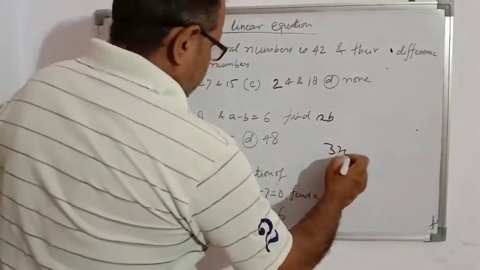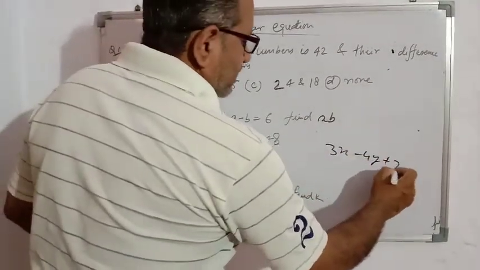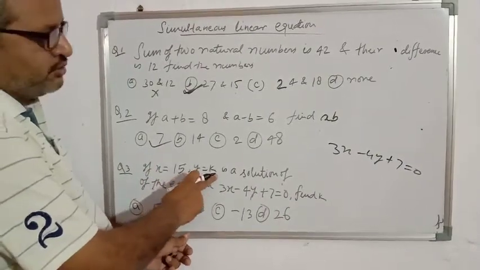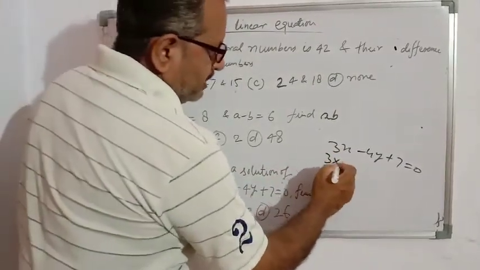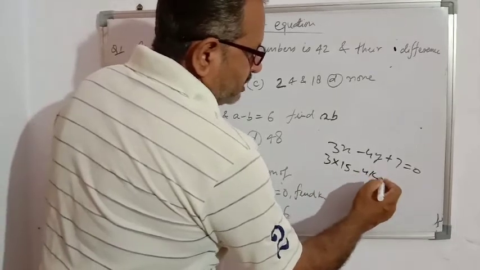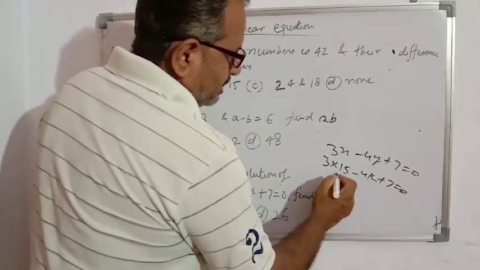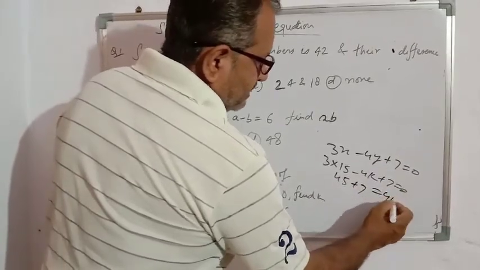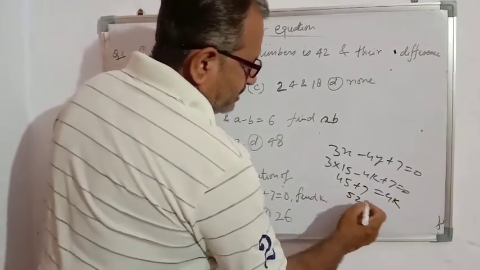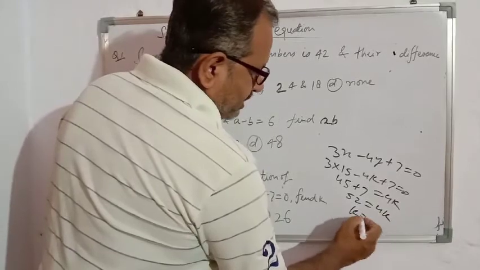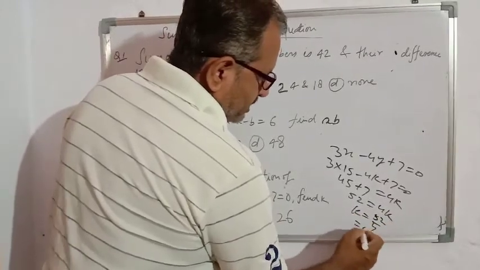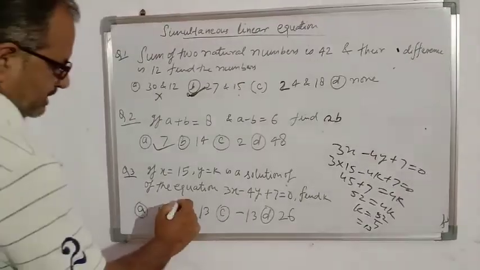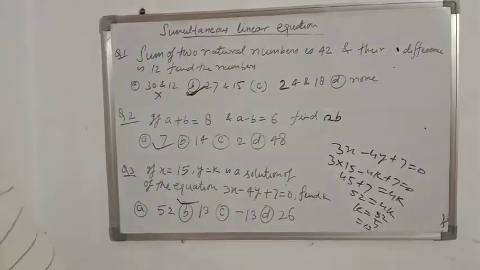So 3x minus 4y plus 7 is equal to 0. The solution is x is equal to 15 and y is equal to k. So put x is equal to 15: 3 into 15 minus 4 into k plus 7 is equal to 0. 3 fives are 45, plus 7 is 52. Transpose 4k to that side, 52 is equal to 4k. What will be k? 52 by 4 is 13. So k will be 13. So the second option is correct, 13.